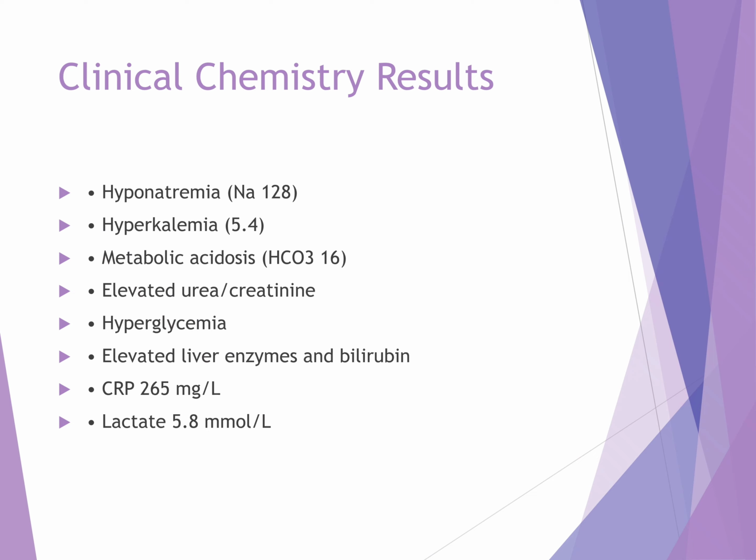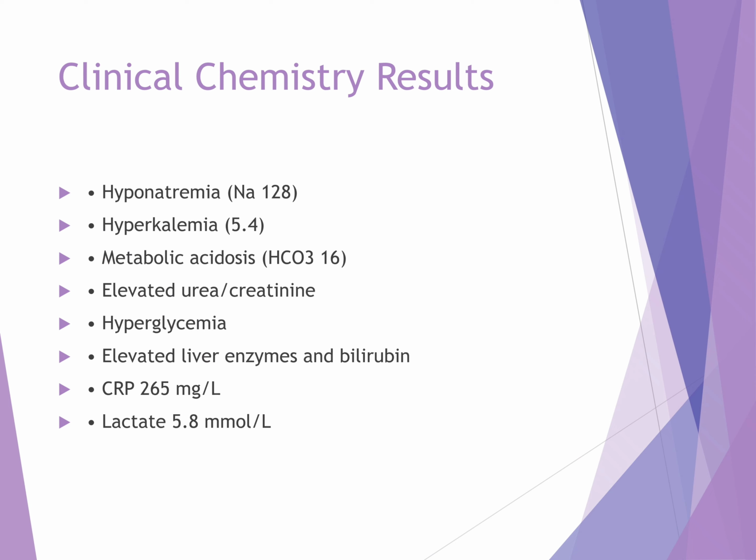Bicarbonate is reduced at 16 millimoles per liter, indicating metabolic acidosis. This may be related to poor tissue perfusion and lactic acid accumulation. Both urea and creatinine are significantly elevated, suggesting acute kidney injury. In the context of sepsis, this may be due to decreased renal perfusion or septic shock. The patient also has hyperglycemia, which is common in diabetic patients during severe stress or infection.